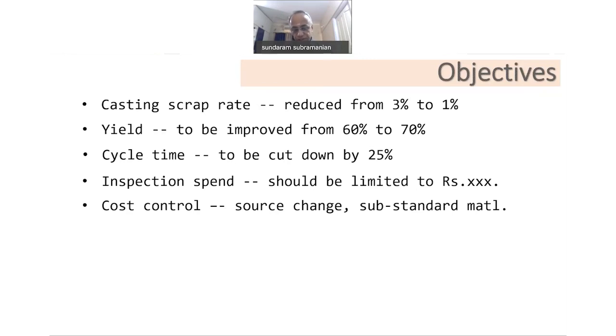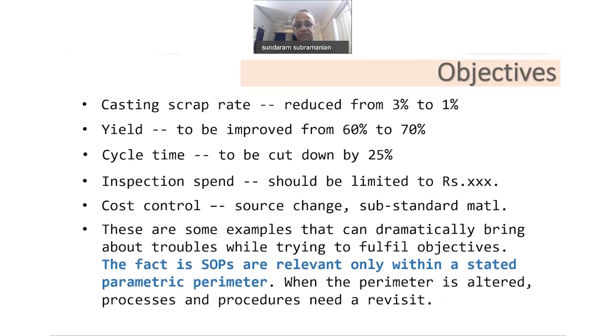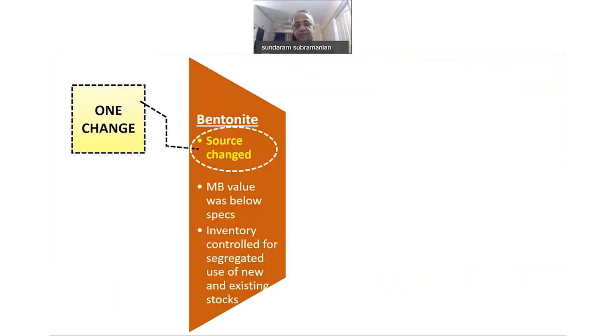In terms of cost control, I will change to a source which is cheaper, or I may land up with substandard material because of non-availability. These are some examples that can dramatically bring about troubles while trying to fulfill objectives. Standard operating procedures are relevant only within a stated parametric perimeter. But when the perimeter is altered, processes and procedures need a revisit. Let's take one example here. There is one change: the bentonite source change. What is the change? It has brought about a substandard material with an MB value, methylene blue value, below the specified value.